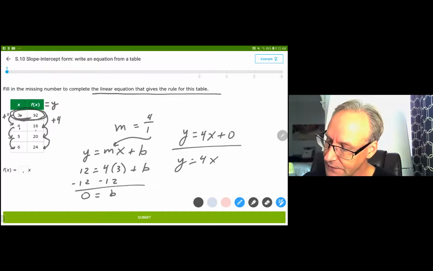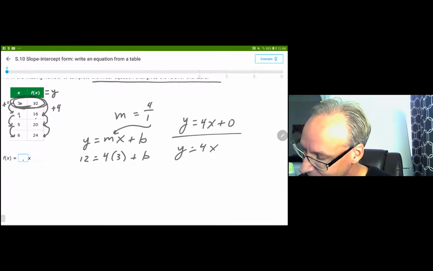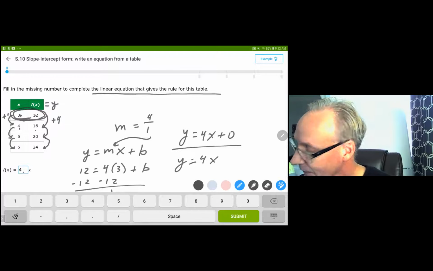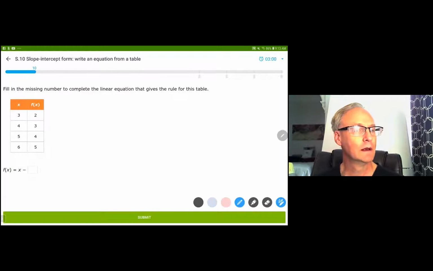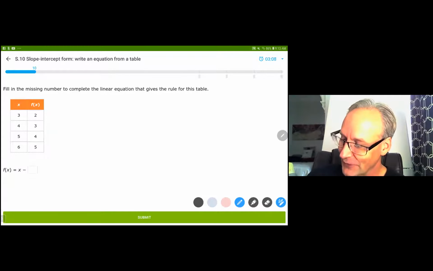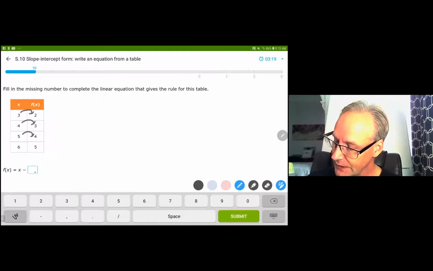So in this case, oh, they told me. It's nice to always look there. There we go, 4x. All right, oh, they tell me what kind of rule I'm looking at. Okay, we'll follow their rule. How did you get from x to f of x? Well, I subtracted 1 in each case, didn't I? So the rule is x minus 1.